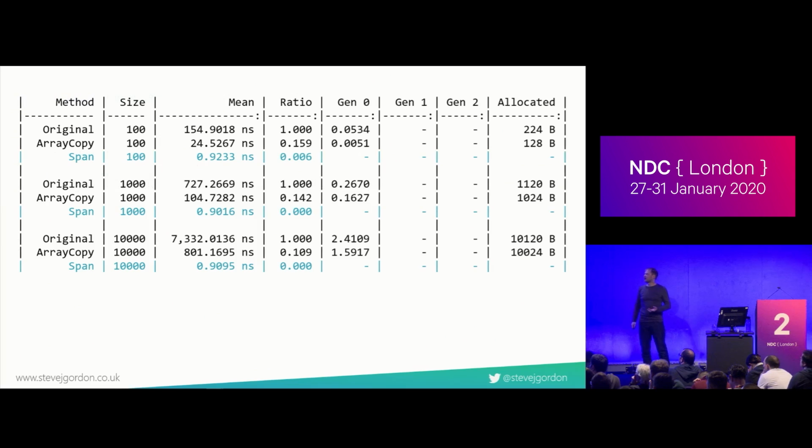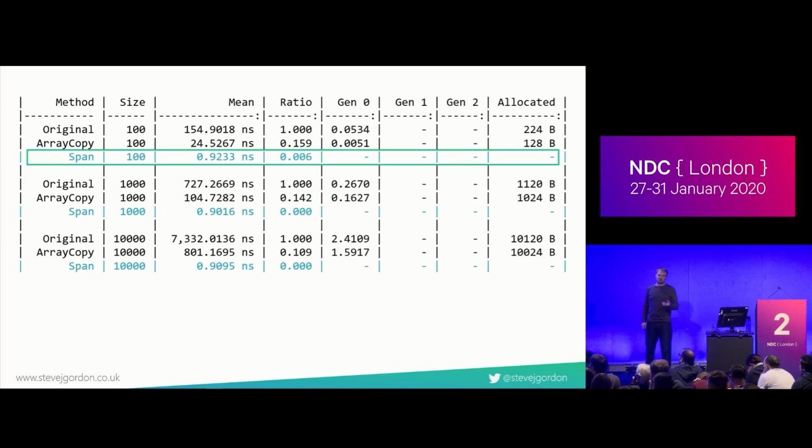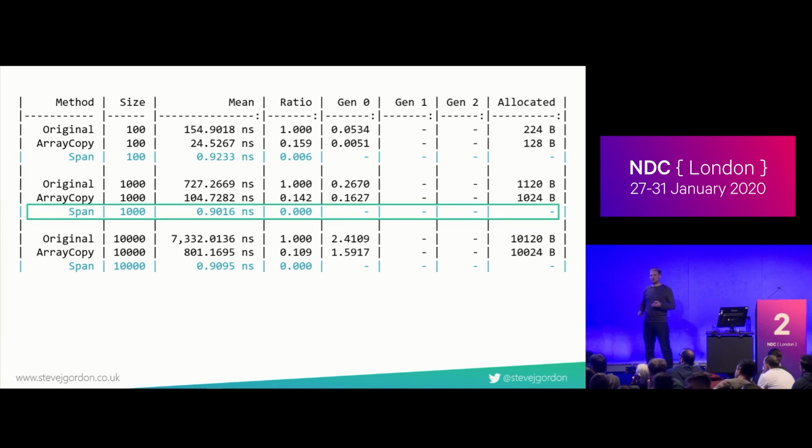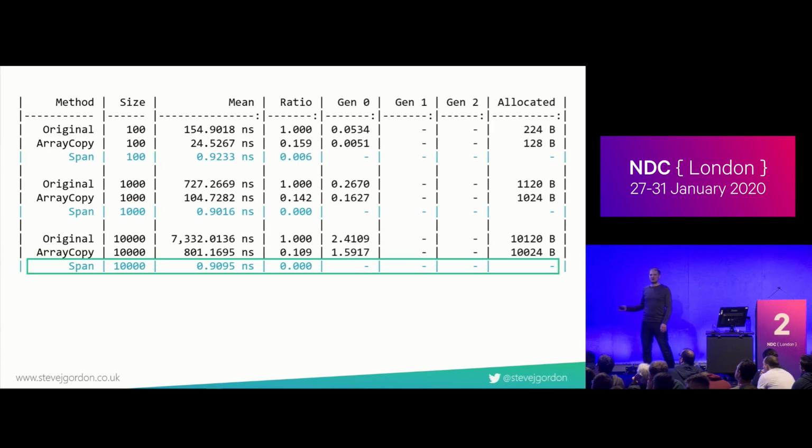So when we run our tests again, with the Span, we're now under a nanosecond. And we have no allocation. So that's pretty good. We feel pretty good about that. And if we look at 1,000 elements, well, we're still under a nanosecond, and we still allocated nothing. And at 10,000, the same set of results. It's a constant time, constant cost operation.